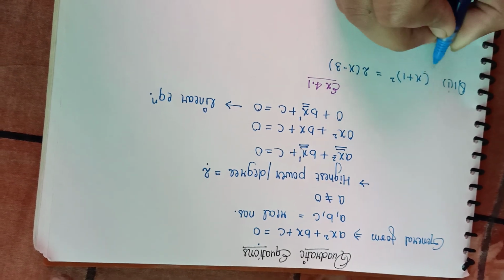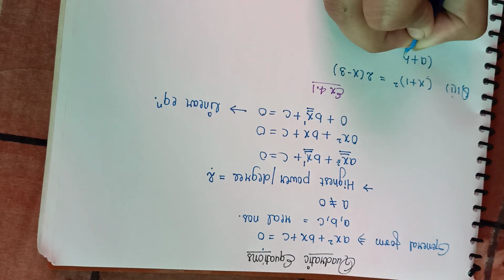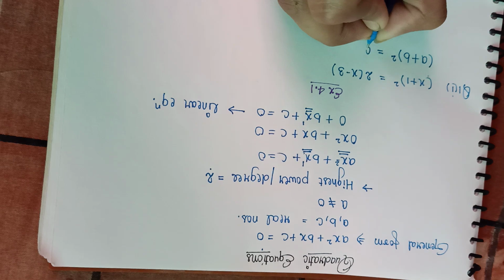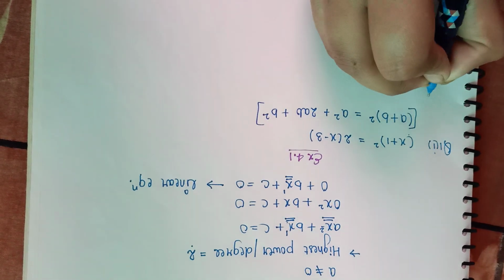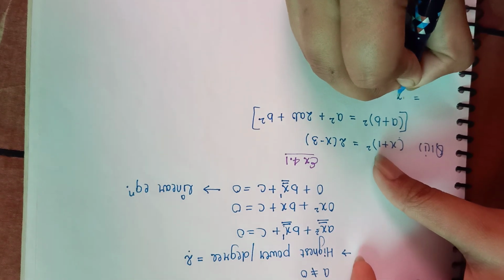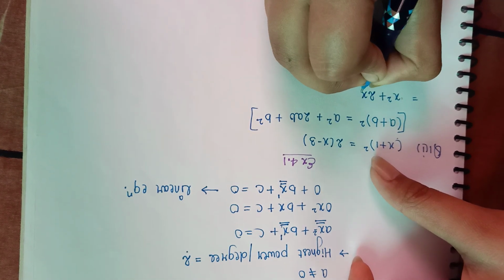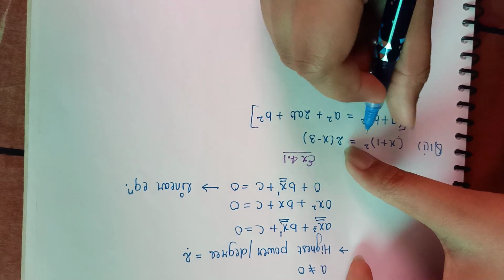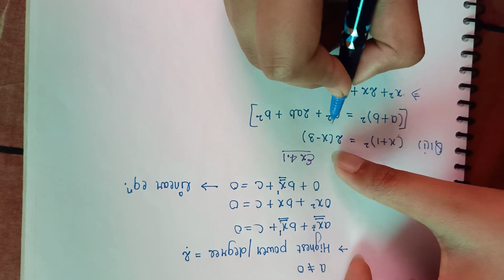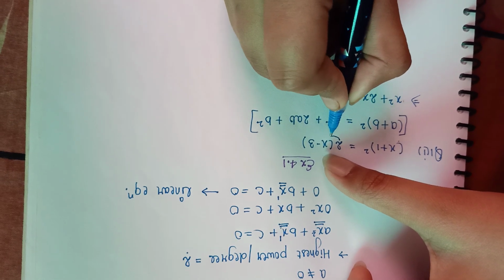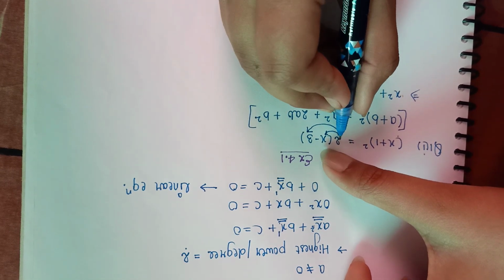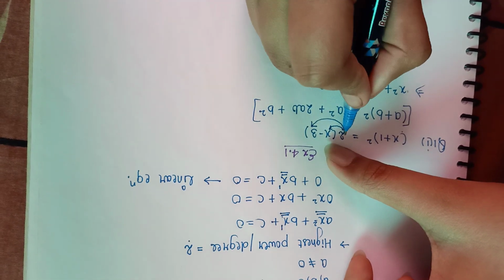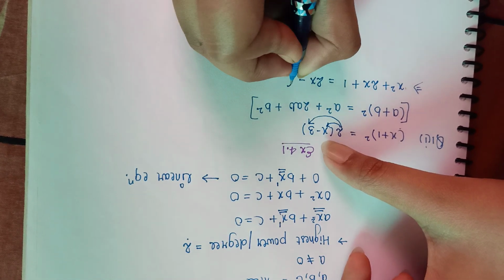We are going to open this bracket by using the formula (a plus b) whole square equals a square plus 2ab plus b square. Now (x plus 1) whole square becomes x square plus 2x plus 1. Now we put equals to again. We open this bracket by multiplying 2 by x, and then 2 by 3. So it becomes 2x plus 6.